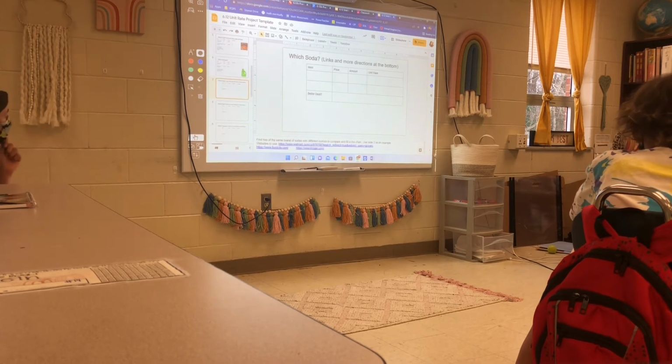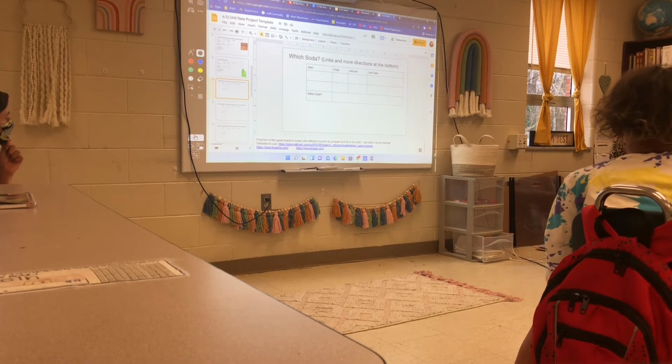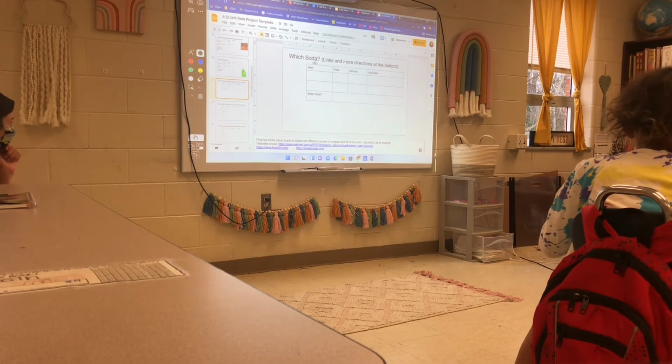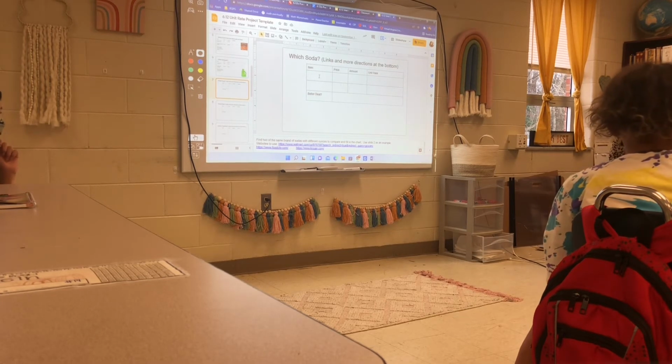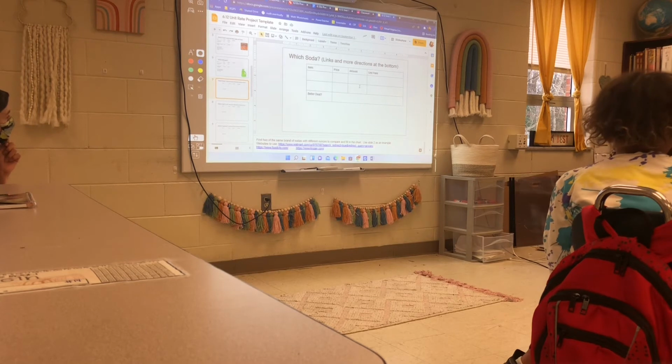Then we're gonna come down here, and this is the part of the project you're doing on your own. So which soda, there are links to different sodas. They have Walmart, Kroger, Food City. You can also Google search, but you're gonna find two different types of soda, or you could do like Dr. Pepper versus Mr. Pibb. The price and the amount. The amount means how big it is, so how many ounces. Divide it out, get your answer, and write the better deal. They have this directed for soda.